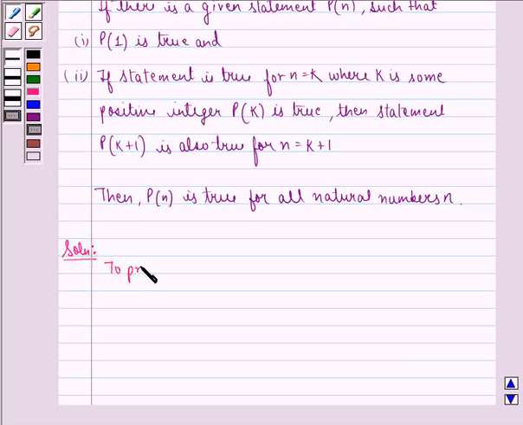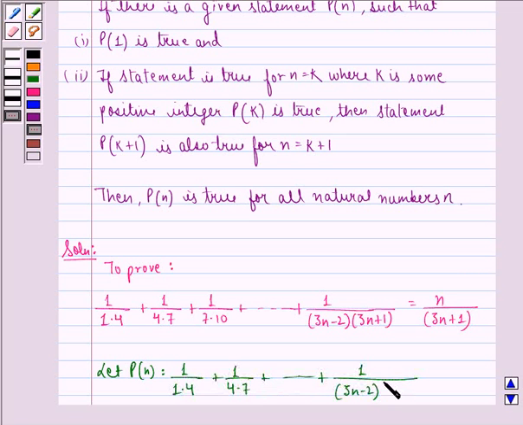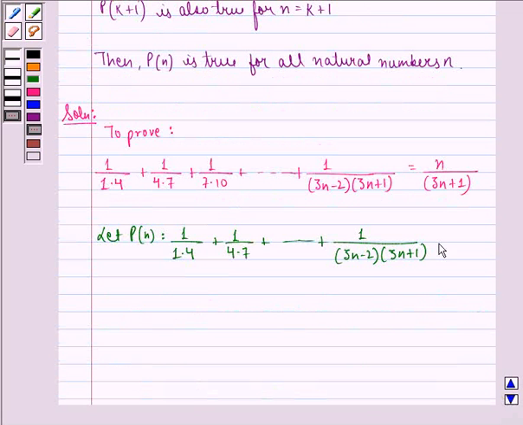We have to prove that 1 upon 1 into 4 plus 1 upon 4 into 7 plus 1 upon 7 into 10 and so on till 1 upon 3n minus 2 into 3n plus 1 is equal to n upon 3n plus 1. Now let P at n be 1 divided by 1 into 4 plus 1 divided by 4 into 7 up till 1 divided by 3n minus 2 into 3n plus 1. Let this be equal to n upon 3n plus 1.